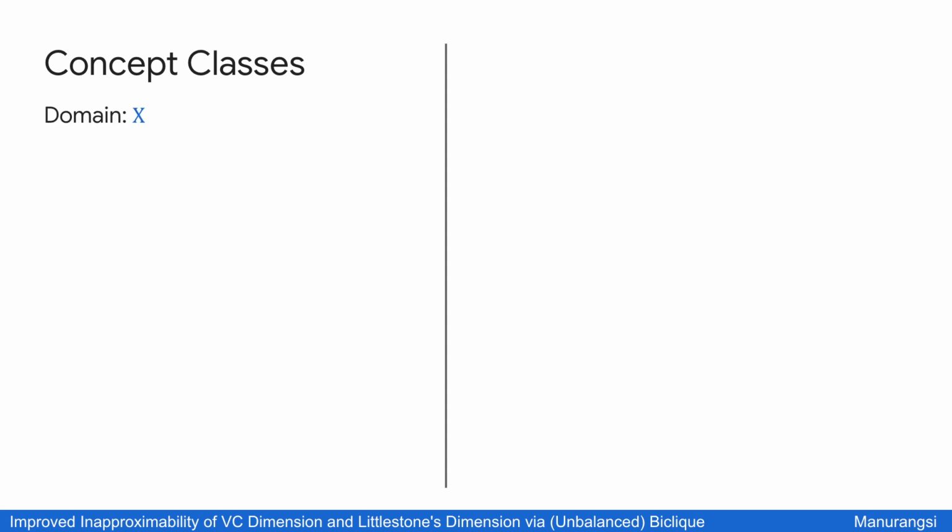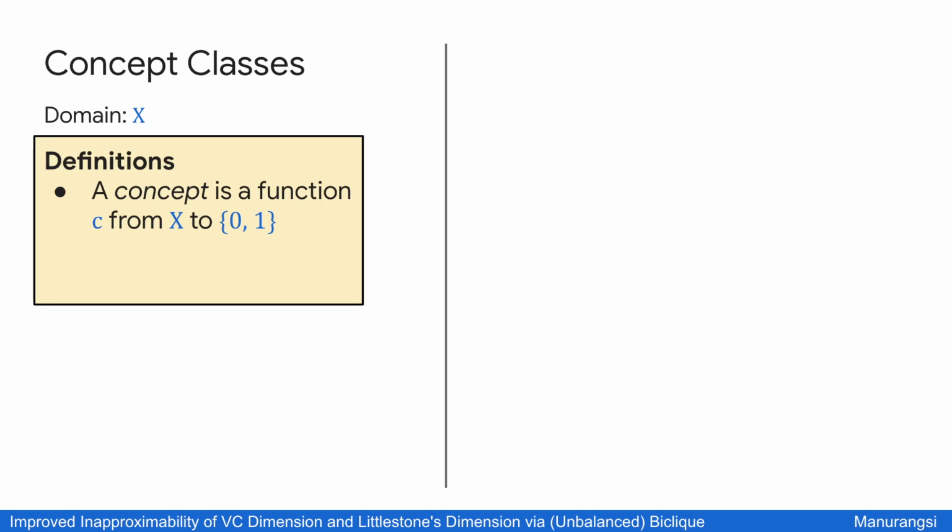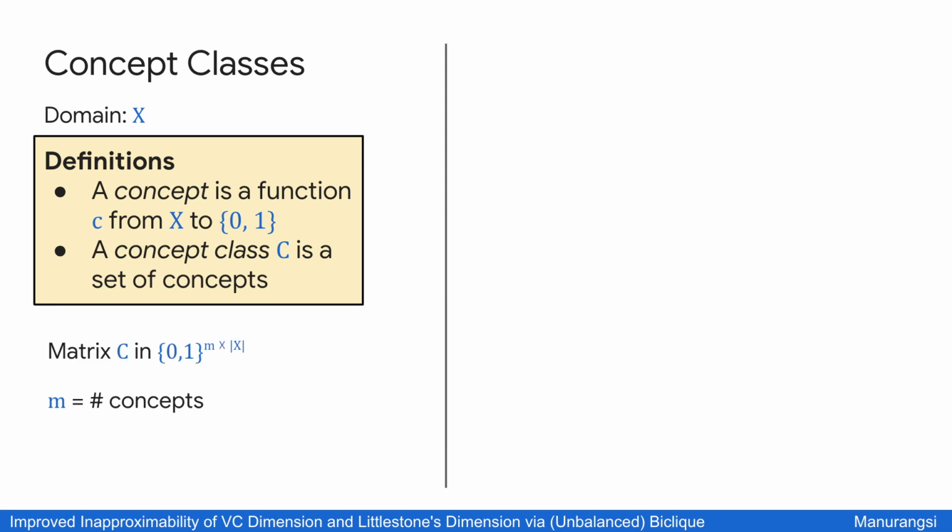Given a domain X, a concept is simply a Boolean function on the domain X, and a concept class is just a set of concepts. Throughout this work, we consider a concept class as being represented explicitly as a Boolean matrix, where the number of columns is equal to the domain size, and the number of rows is equal to the number of concepts, denoted by M here. An example of a concept class is that of thresholds.